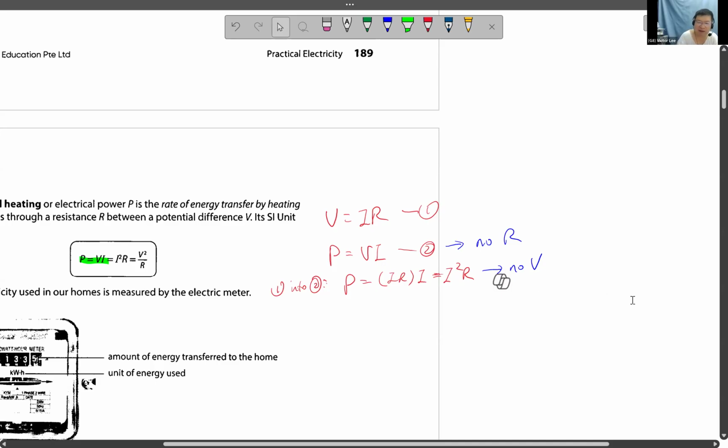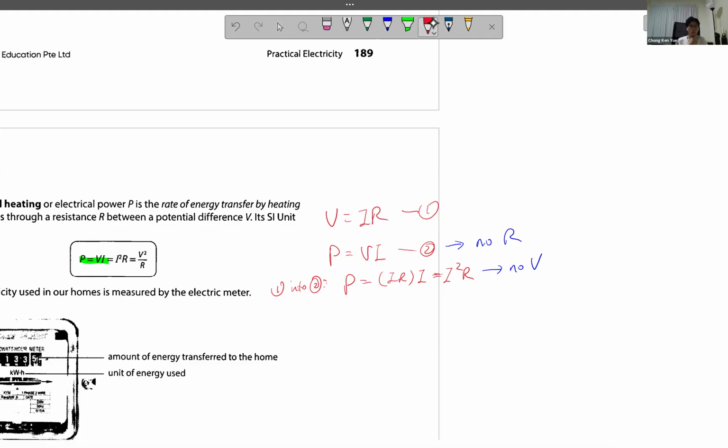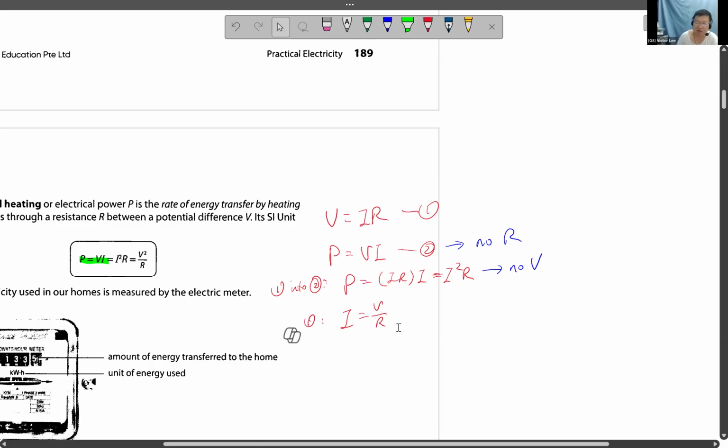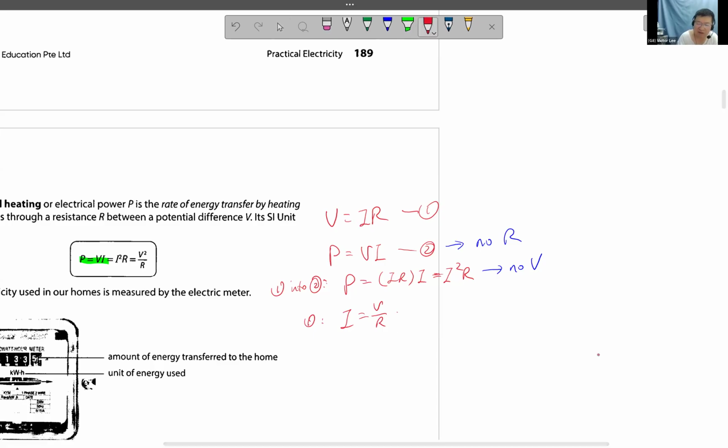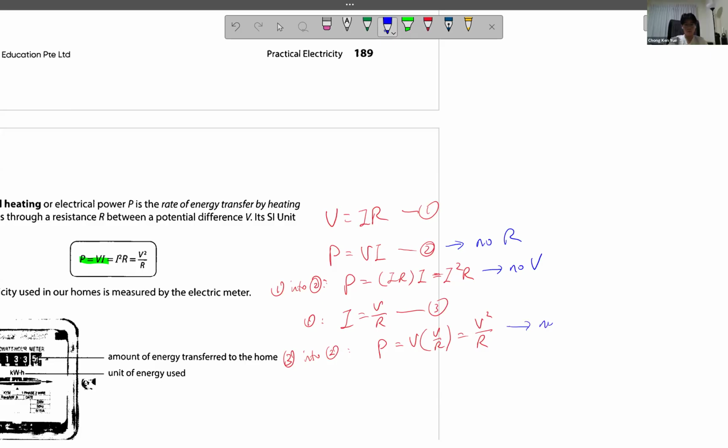Okay, how about the next one? No I. So what happens is this: you know that I equal to V over R. This is for number 1. I rearrange, I put I equal to V over R. Okay, this is equation 3. So I sub 3 into 2. So P equal to V bracket V over R, equal to V squared over R. All right, so you use this formula when there's no I.